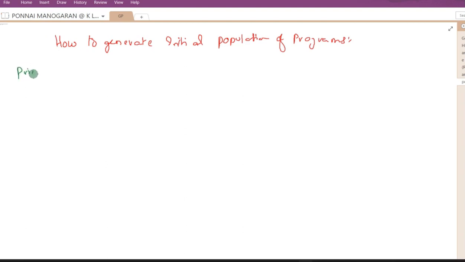So fix the primitives for your program. Let us suppose the primitives are plus, minus. Primitives means the mathematical functions and terminals used, say 3, x1, x2, something like this. So what I will do is, you can generate programs systematically.